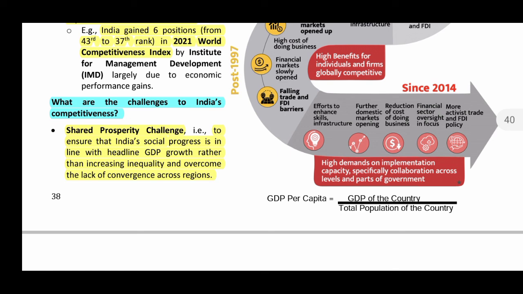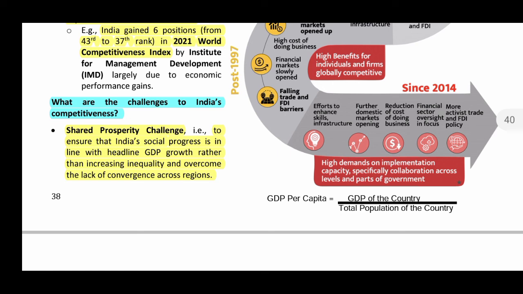So if GDP growth is there, then social progress should be ensured. GDP per capita means that with the increase in GDP of India, it should also make sure that the income of each household increases, especially poor households. India has the fifth largest economy and a share of 3.5% in world GDP.